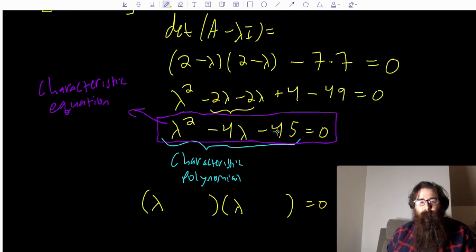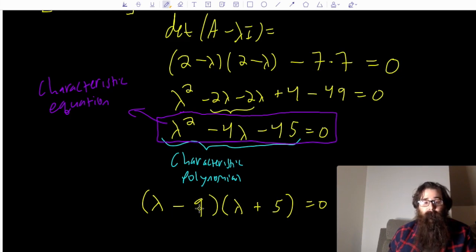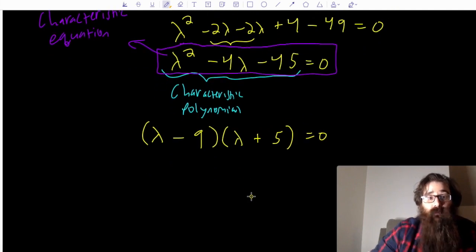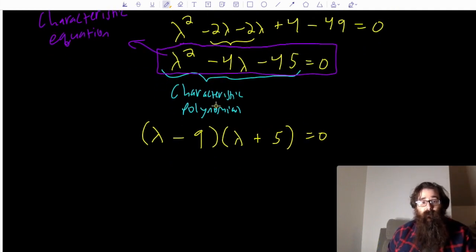So it looks like if I'm multiplying, I'm going to want something like 9 times 5, and that seems to maybe do the trick. So 9, 5, and we'll say which one. So I have to have opposite signs to get this negative 4, so it should be negative 9 plus 5 in the factors. Lambda minus 9 times lambda plus 5. And this is now a factored version of my characteristic polynomial. And I can use this now to solve for what my eigenvalues are.